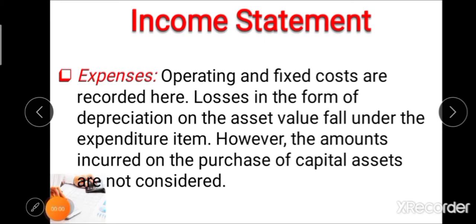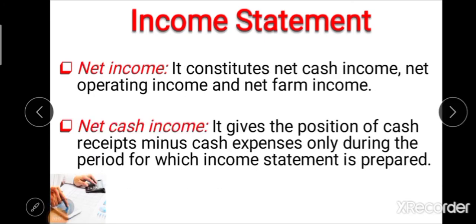After expenses, the next component is net income. This net income consists of net cash income, net operating income and net farm income. In short, net income is nothing but the total receipts minus total expenses. So first of all, we see the net cash income.